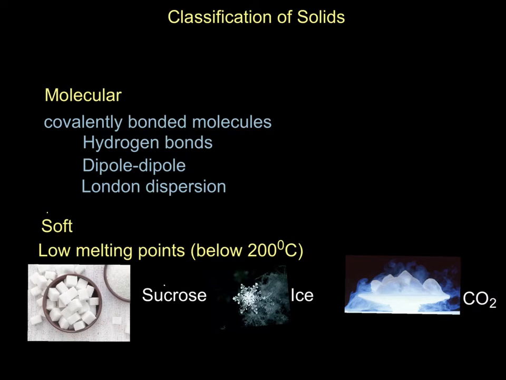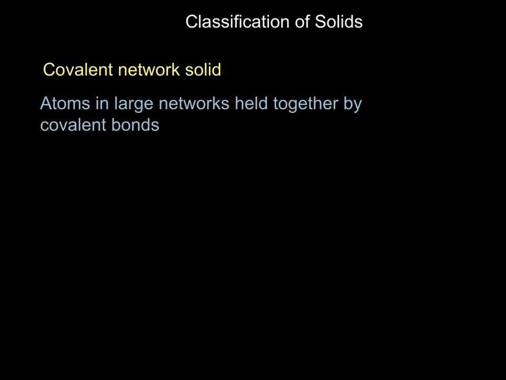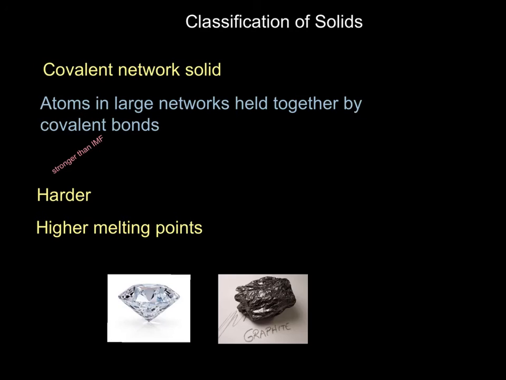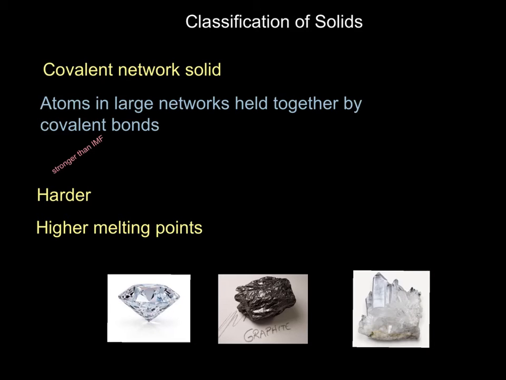The next type of solid we'll talk about is the covalent network solid. These solids consist of atoms in large networks or chains that are held together by covalent bonds. Remember that covalent bonds are stronger than intermolecular forces of attraction, so these solids are going to be harder and have higher melting points than molecular solids. Examples are diamond and graphite, both of which are allotropes of carbon, and quartz, or silicon dioxide.